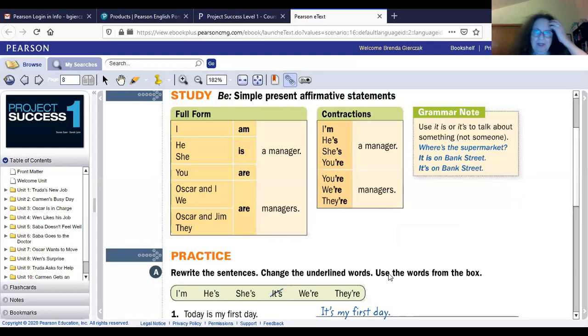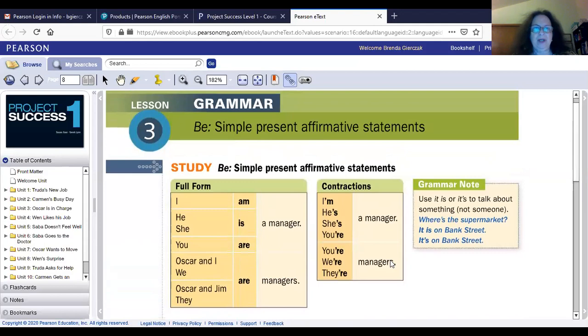And that brings us back to our grammar lesson. Excuse me, it's not on page 3, it's on page 8. It's lesson 3, grammar: simple present affirmative statements of be. And we're going to use contractions as well.